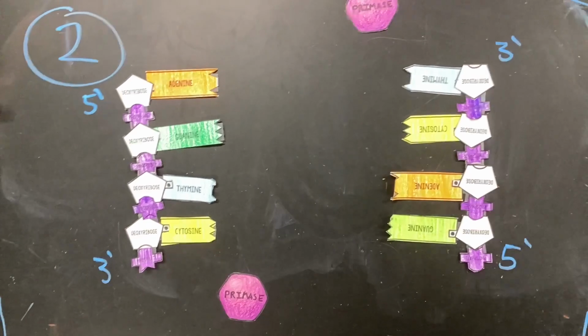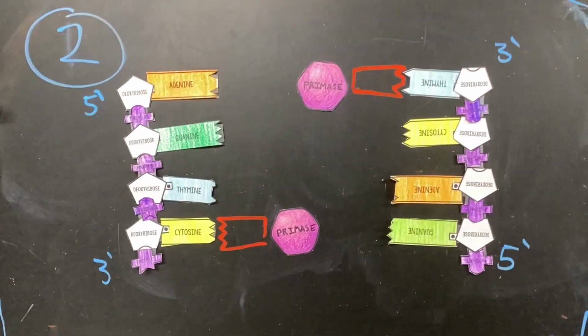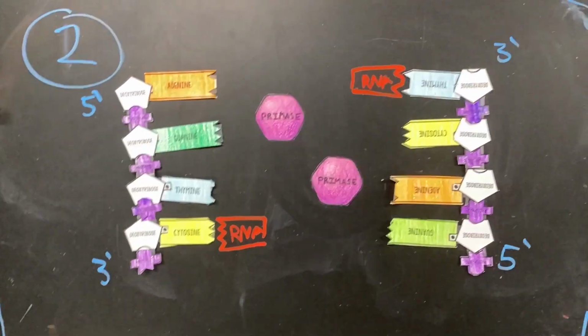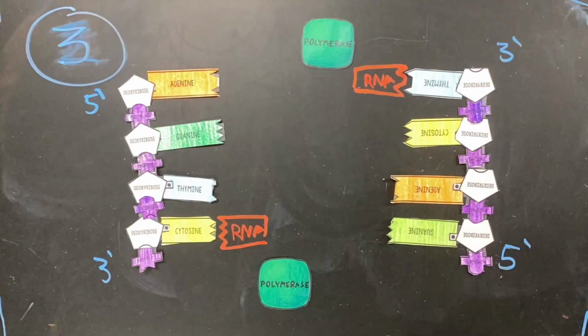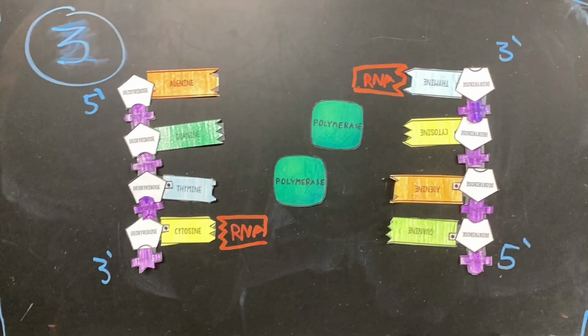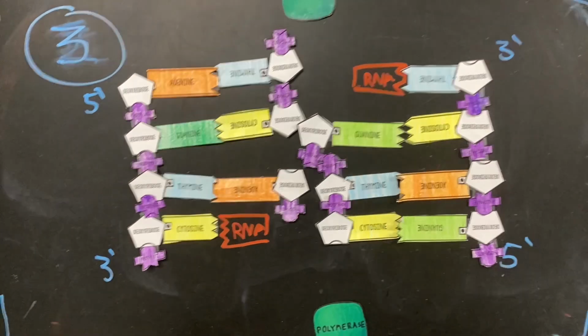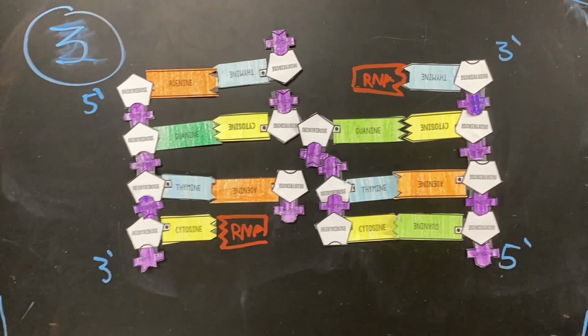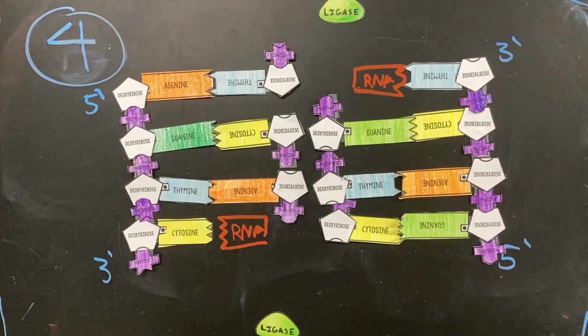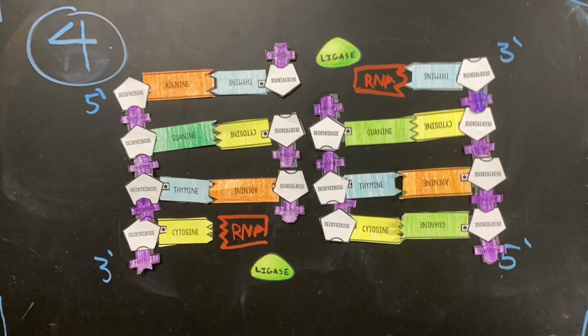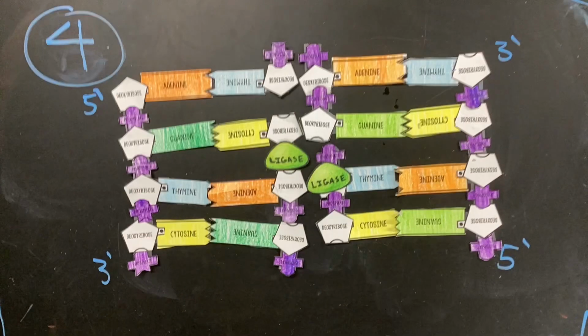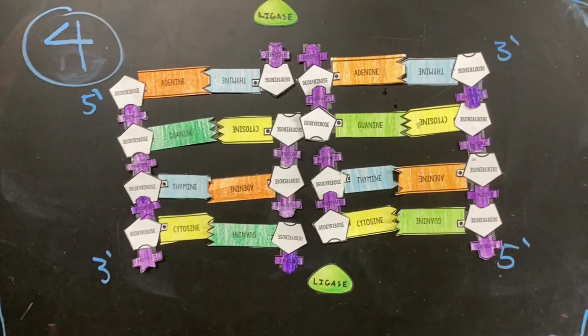The second step is conducted by primase, which lays down RNA primer in the 3' to 5' direction. The third step is conducted by the polymerase enzyme, which reads the primase 3' to 5' and lays the daughter strands 5' to 3'. The fourth and final step is conducted by the ligase, which will fix the Okazaki fragments and glue together uneven DNA strands.